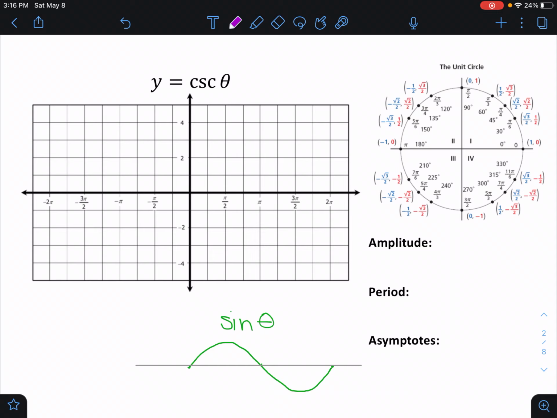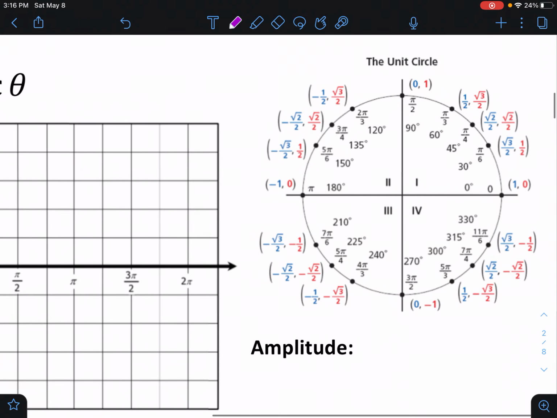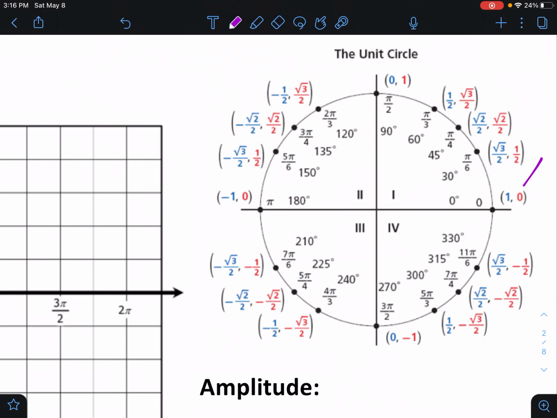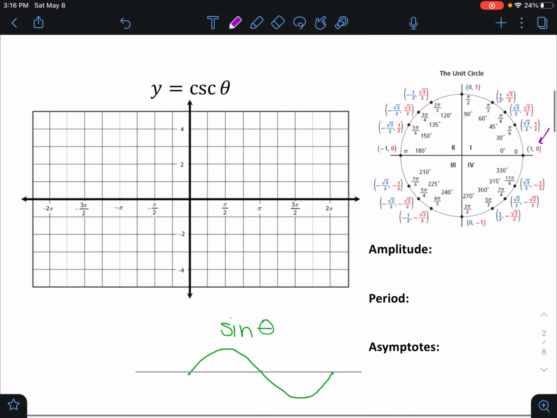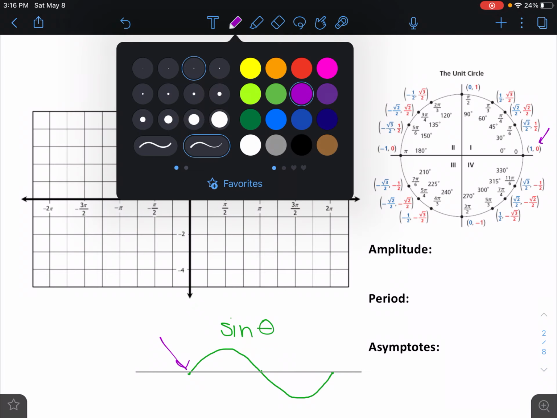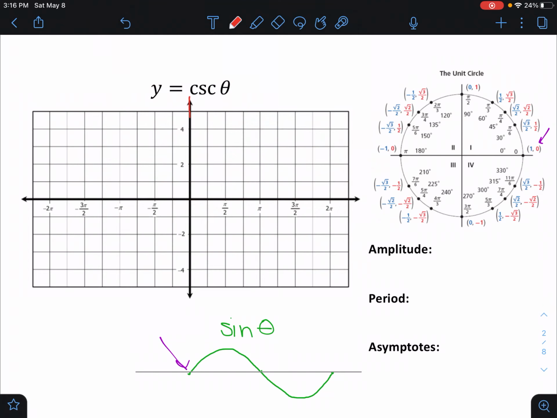So when we think about sine, remember sine is y, and at 0, it's 0, right? And if I take the reciprocal of 0, 0 over 1, flip that around, that's going to be undefined. So wherever I have 0, this will now be undefined, which means then I really have an asymptote line to represent an undefined spot. So really, wherever I have a 0 on sine, I'm going to end up with an asymptote.